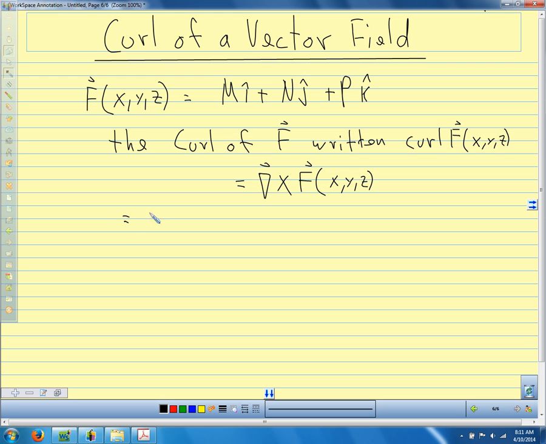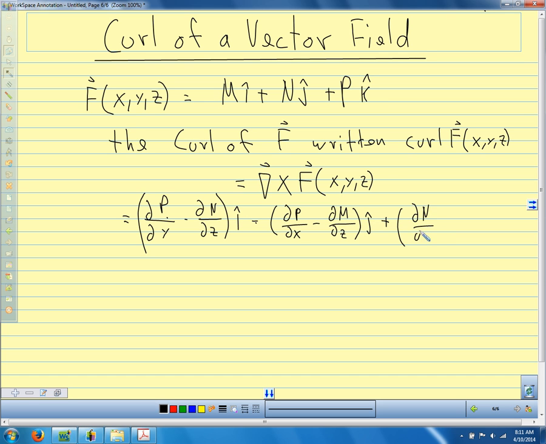And that's going to be the partial of p with respect to y minus the partial of n with respect to z, i hat, minus the partial of p with respect to x minus the partial of m with respect to z, j hat, plus the partial of n with respect to x minus the partial of m with respect to y, k hat. And we're not going to memorize this because we'll have an easy way to do this.